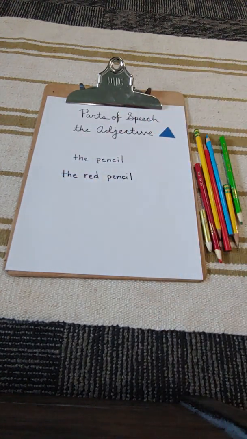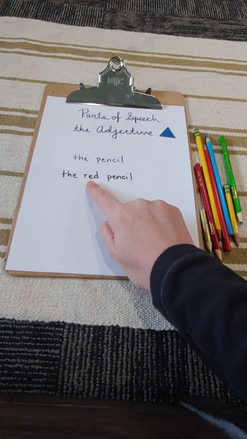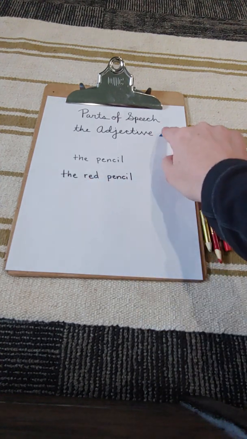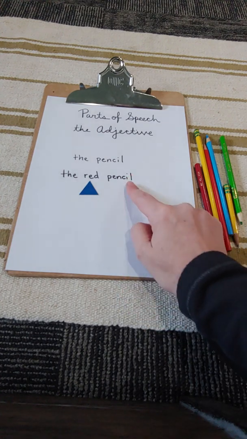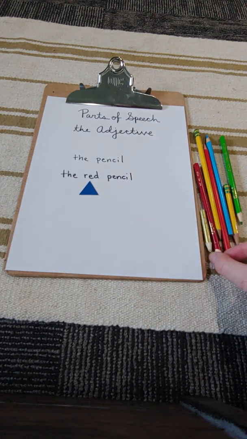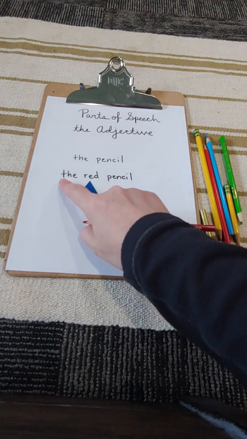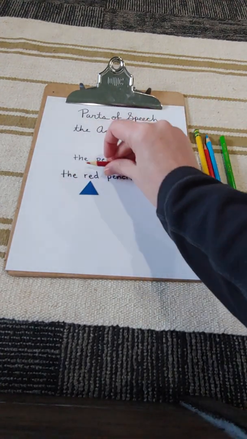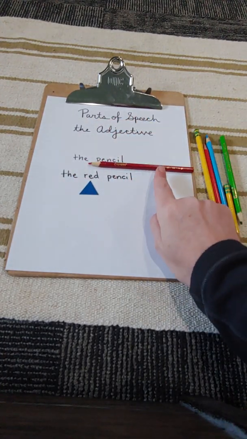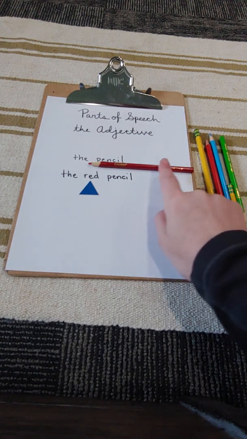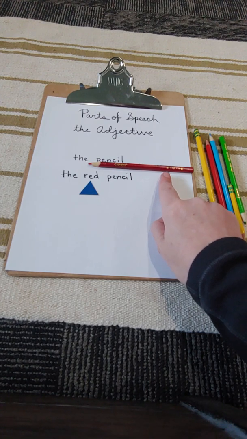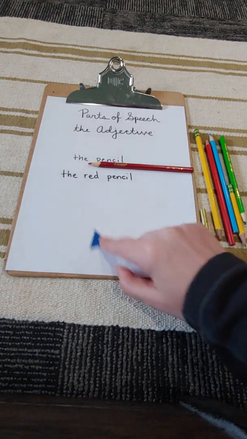In this sentence, the word that tells us which pencil or what kind of pencil is this one right here, the word red. The word red is an adjective. It tells us which or what kind of noun we're talking about. When I have this phrase, the red pencil, I know to grab this object. This one, in case you were wondering, is red-orange. This one says red right on it, so I know for sure that's definitely the one I wanted.